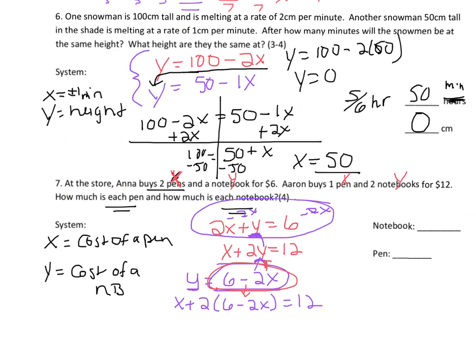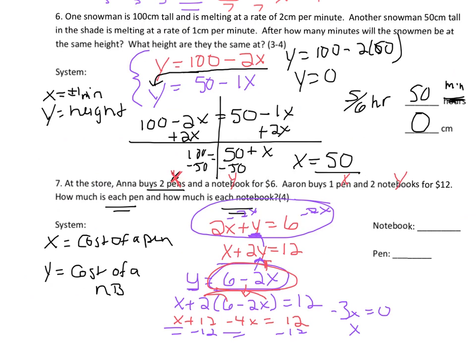Now I'm going to use the distributive property. x plus 12 minus 4x equals 12. So now we can continue solving, and I'm kind of running out of room, but I can see that if I subtract 12 from both sides and combine my like terms, I have negative 3x equals 0. So x is actually 0.